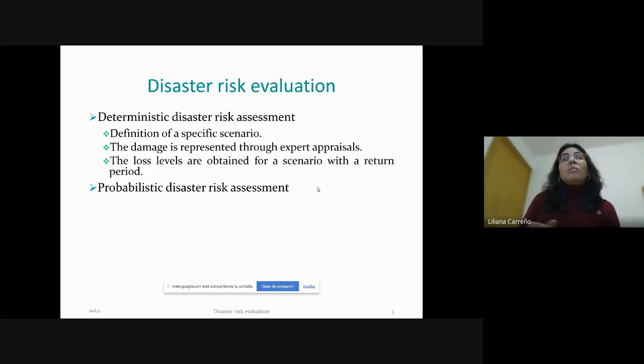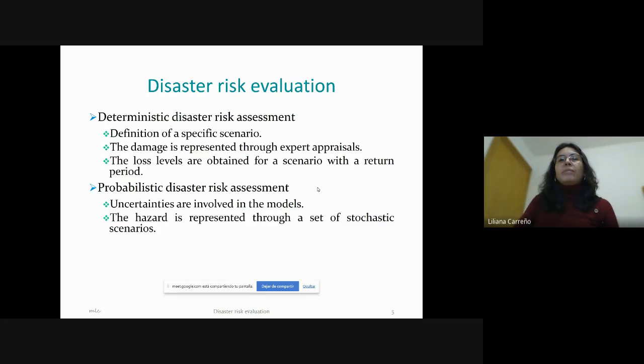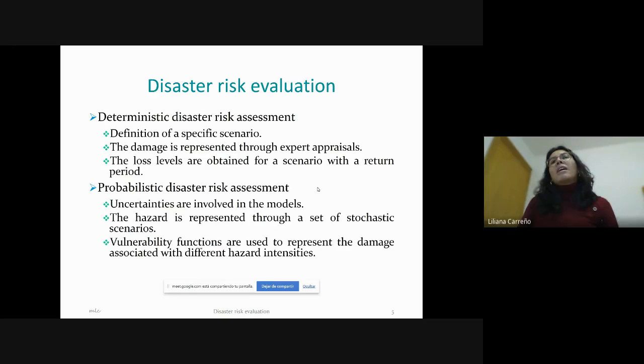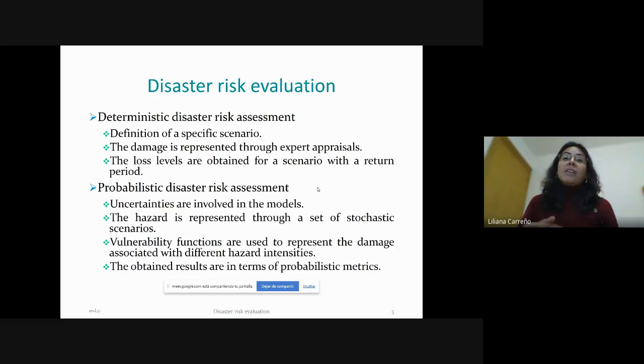The second approach is the probabilistic disaster risk assessment. In this case, uncertainties are involved in the models. The hazard is represented through a set of stochastic scenarios. Vulnerability functions are used to represent the damage associated with different hazard intensities. And the results are in terms of probabilistic metrics.